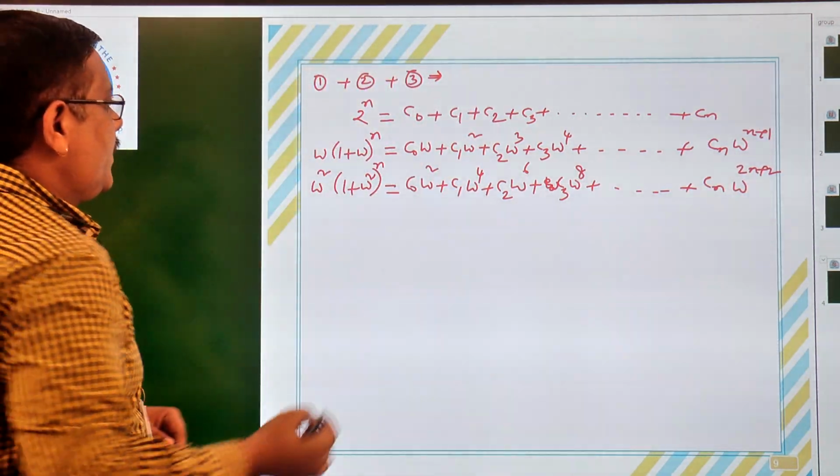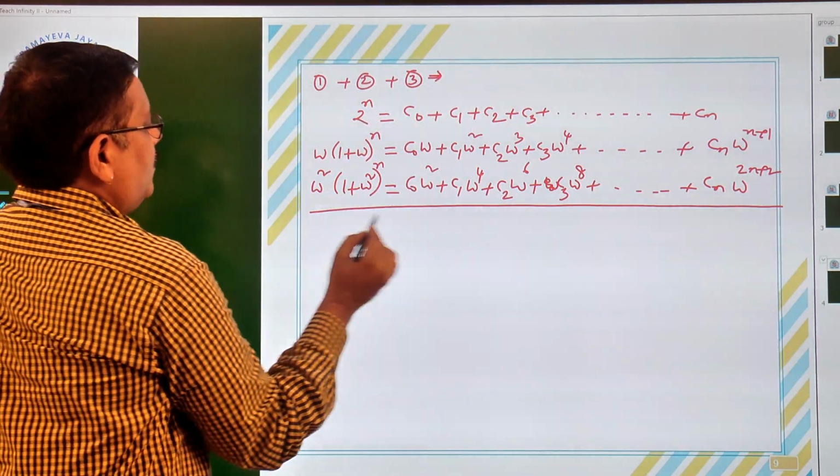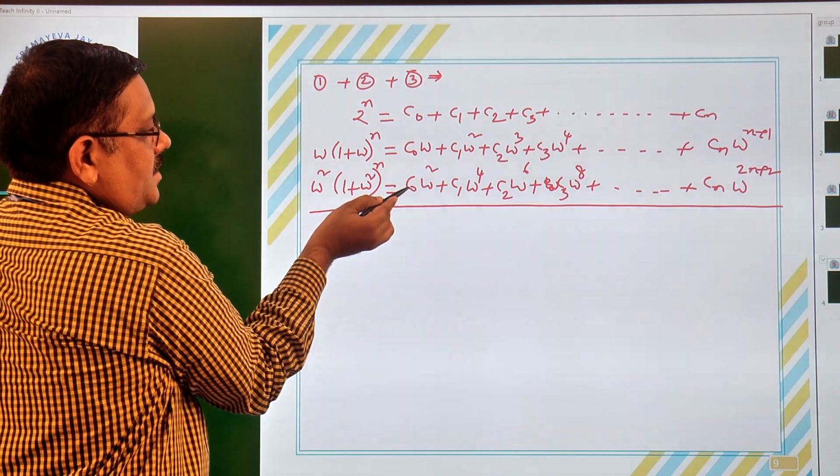Okay, these are the expansions we have. Now let us add up. If you add up, this is LHS part. If you look at this, c0 plus c0 omega plus c0 omega square.